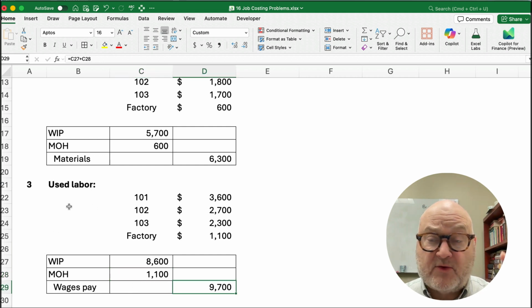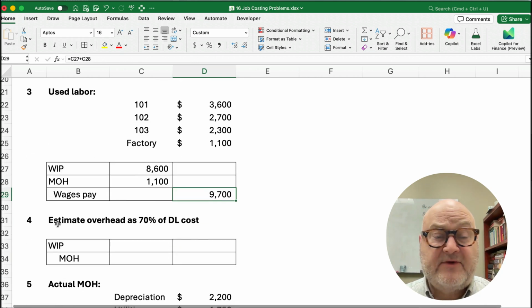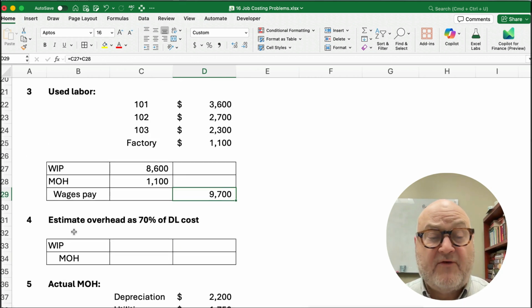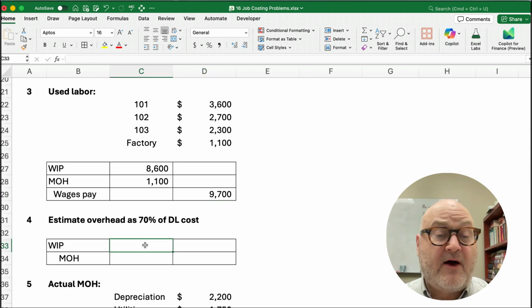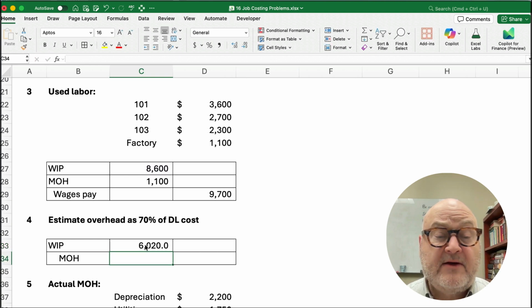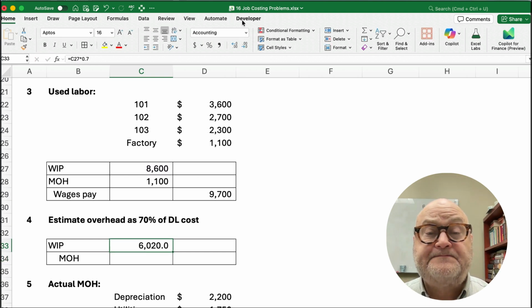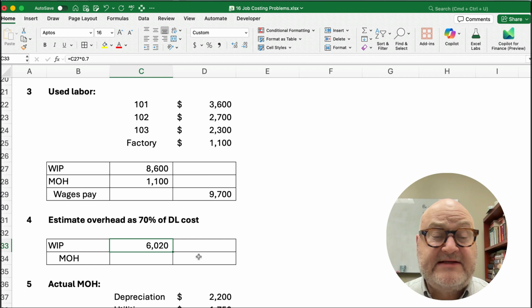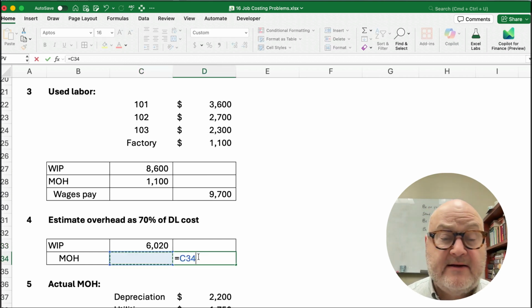So we've done direct materials, we've done direct labor, and what's next? Well, the next one is overhead. We're going to estimate overhead to be 70% of our direct labor cost. This is given in the problem. So we take our direct labor of 8,600 times 0.7, and we're using the estimate of 6,020 in this example.